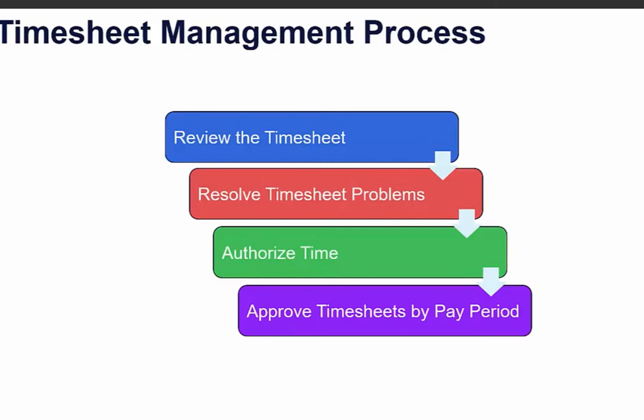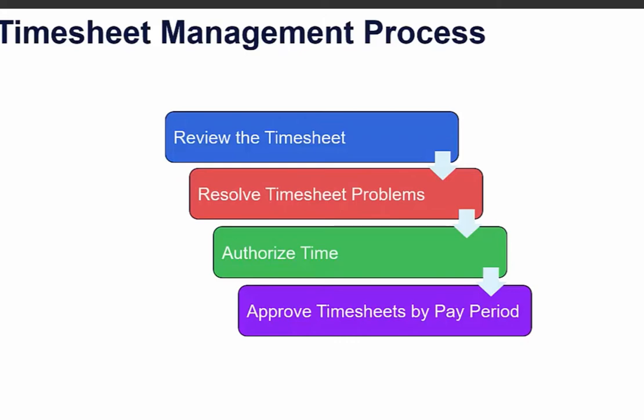There are four key steps in the timesheet management process. Review the timesheet. You want to review the timesheet and identify any problems that require resolution. Resolve timesheet problems. Any problems that have been identified require a resolution. Depending on the problem, the resolution may vary. Authorize time. Add final changes to the timesheet and authorize timesheet data. And approve timesheet by pay period. Approve the timesheets and associated pay information for the pay period. This information is used to calculate the employee's paycheck.